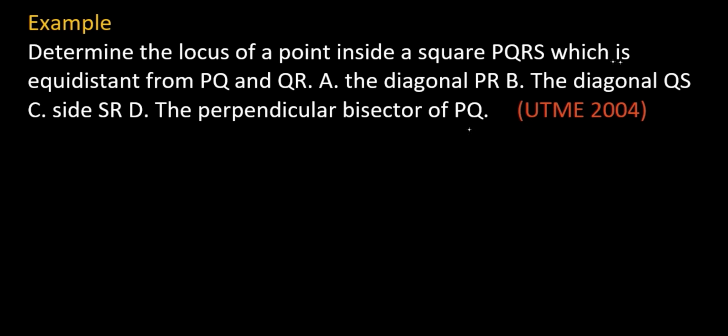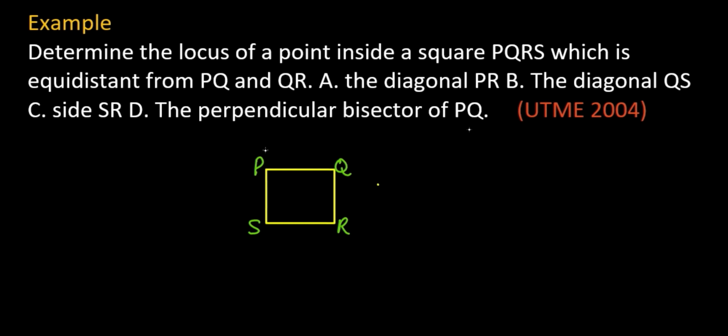Let's look at another example. We want to determine the locus of a point inside a square PQRS which is equidistant from PQ and QR. We have a square now, PQRS. Since we are to get the locus between PQ and QR, it means that we have to divide the angle between PQ and QR.